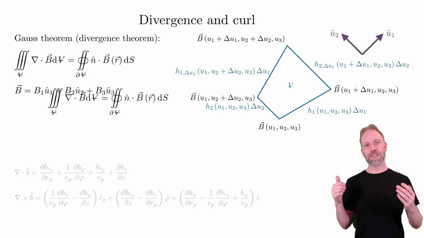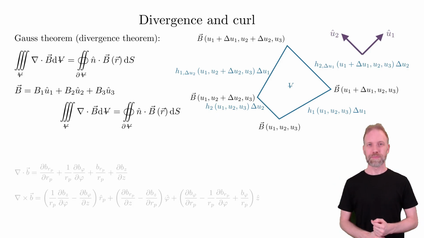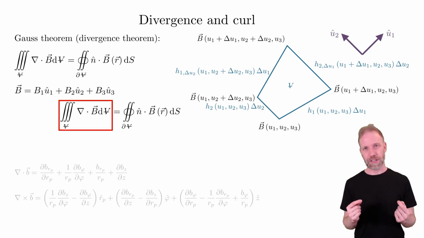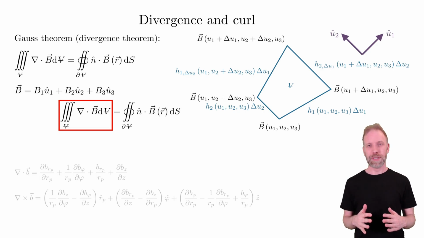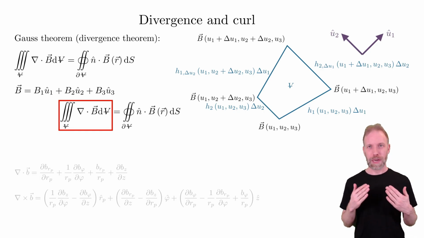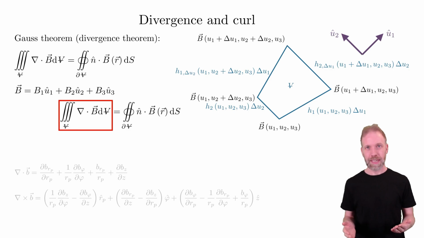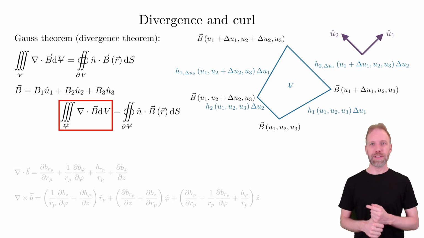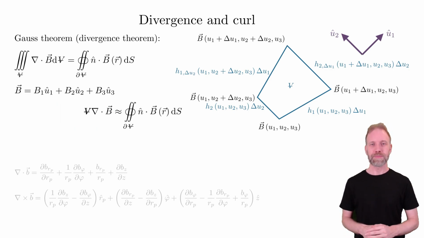Now, let us use Gauss' theorem. Start with the volume integral. If we assume that the volume is small, the divergence is approximately constant. Hence, this simply becomes the volume times the divergence.